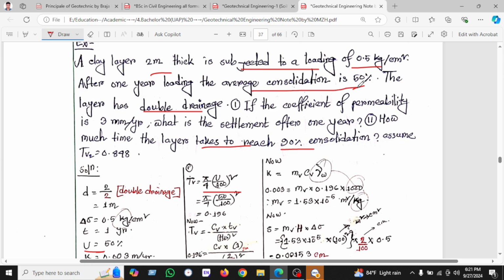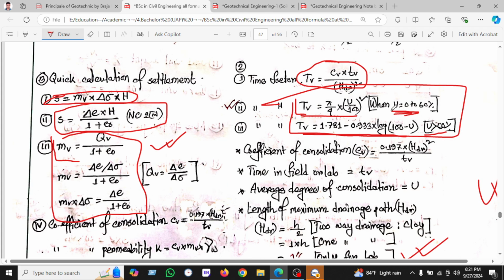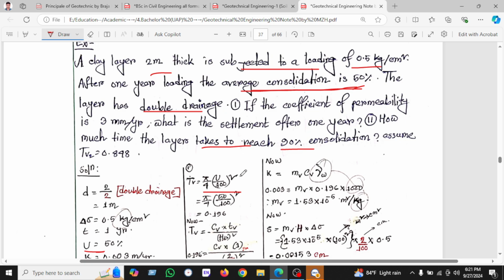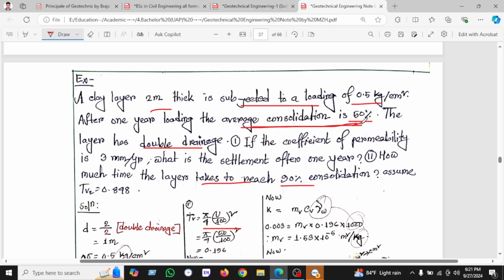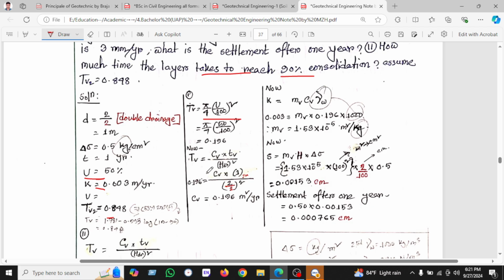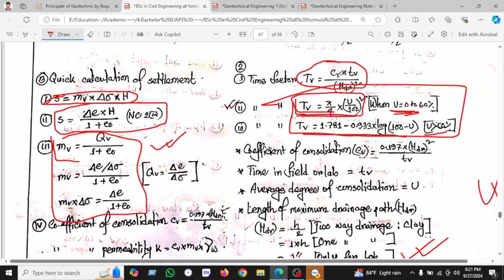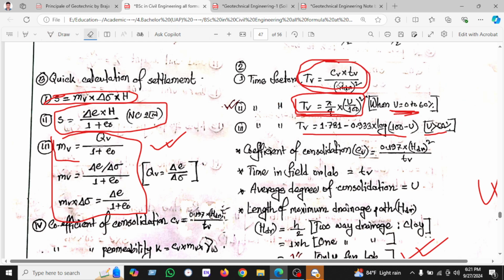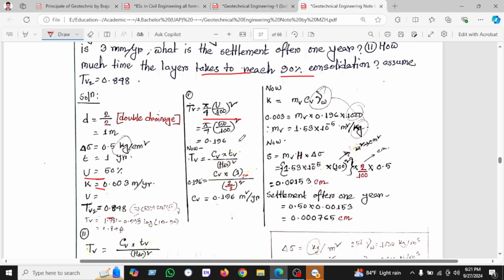Sorry, the overburden is 50%. The loading average is 50%, so 0 to 60%. Then we will use the time factor formula. The percent is 50%, which is in the 0 to 60% range. That's why the time factor is 0.198, and for TB we use the first formula, TB equal to CB TB and dr square. Putting in this value, we find CB here. Then finally we will use K equal to MB.